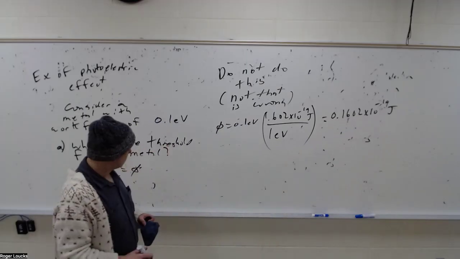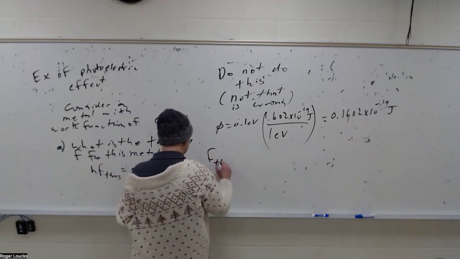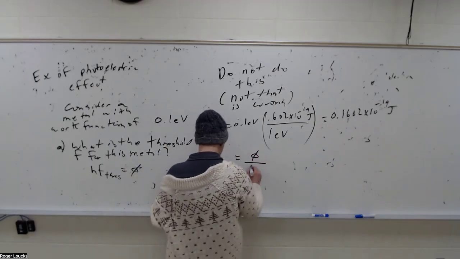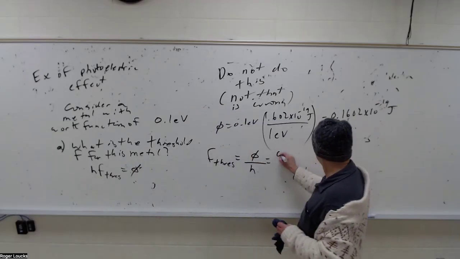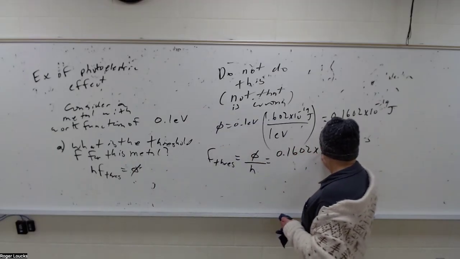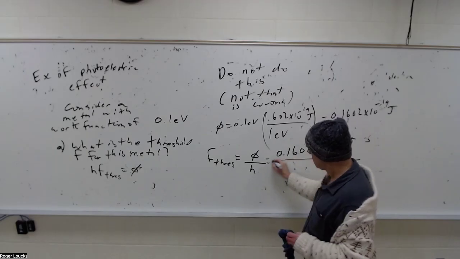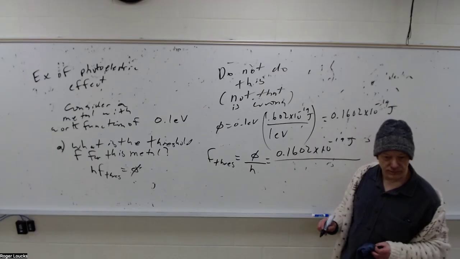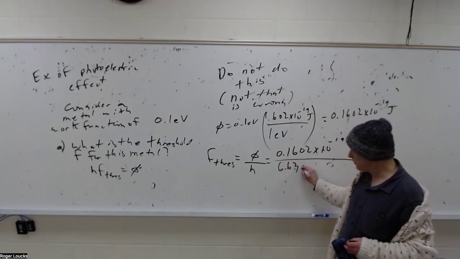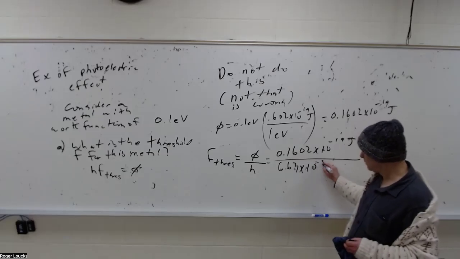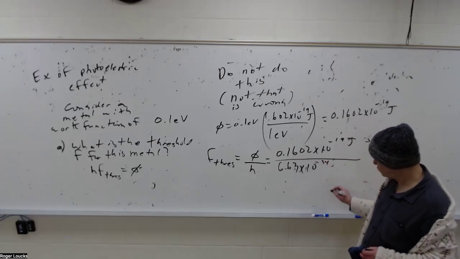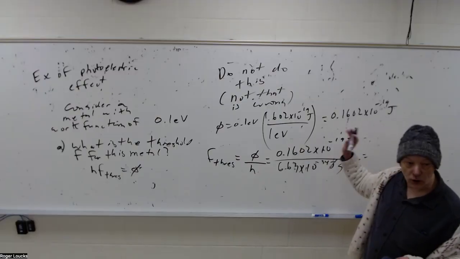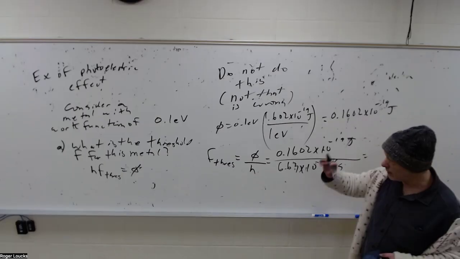Now what? You're going to say f threshold is phi over h. Take this phi, 0.1602 times 10 to the minus 19 joules, and then divide it by h. And what does h equal? 6.63 times 10 to the minus 34 joule seconds. Joules go out, you're left with 1 over seconds, which are the units of hertz. So this is all perfectly fine. There's nothing wrong with that. If you do that, it's perfect.